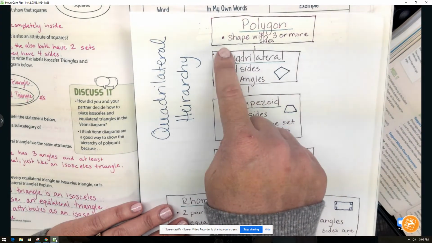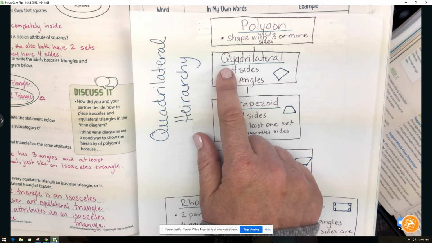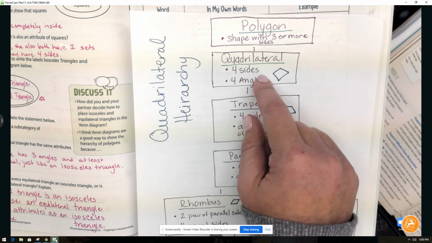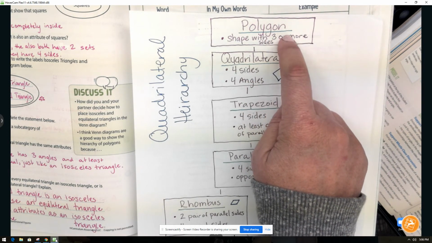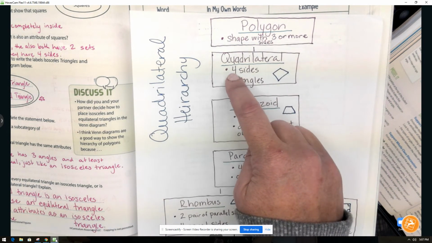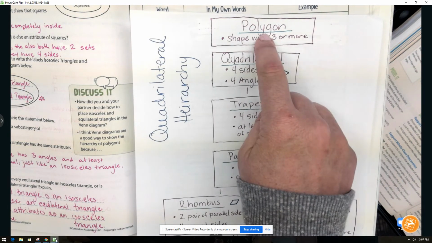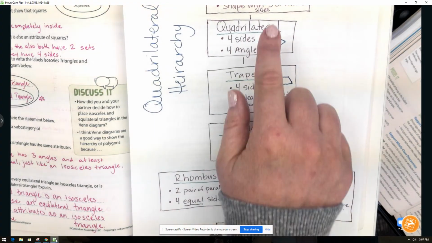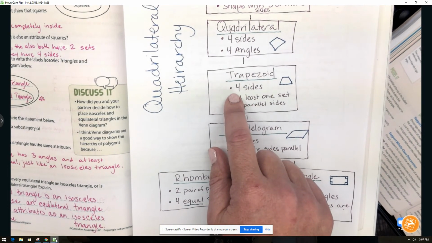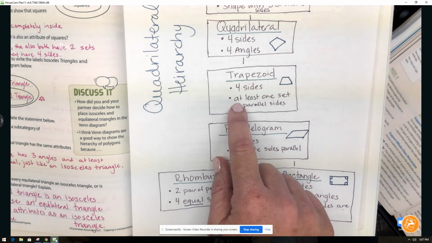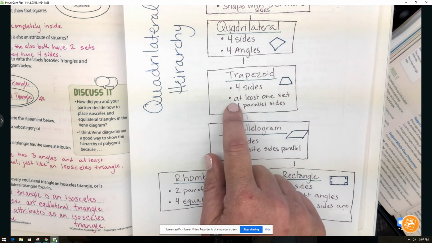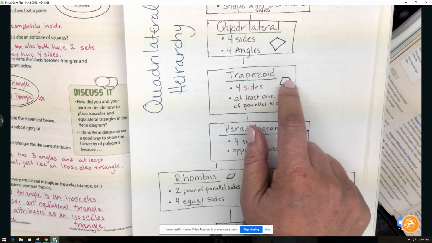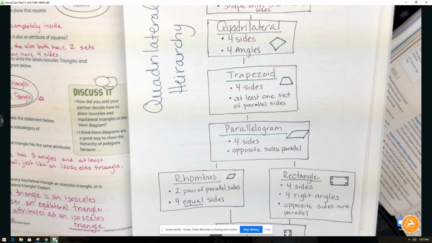A subcategory for a polygon is a quadrilateral. Quadrilaterals have 4 sides and 4 angles. So all quadrilaterals are polygons. But because quadrilaterals have to have 4 sides, not all polygons are quadrilaterals. Then moving down from a quadrilateral, we have trapezoid. A trapezoid also has 4 sides. It also has 4 angles, but in a trapezoid, there is at least one set of parallel sides. So a trapezoid has at least one set of parallel sides.